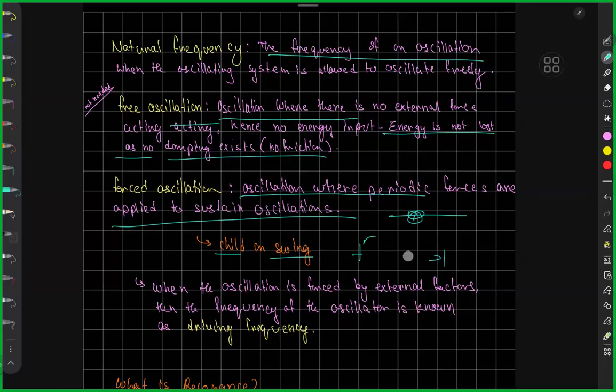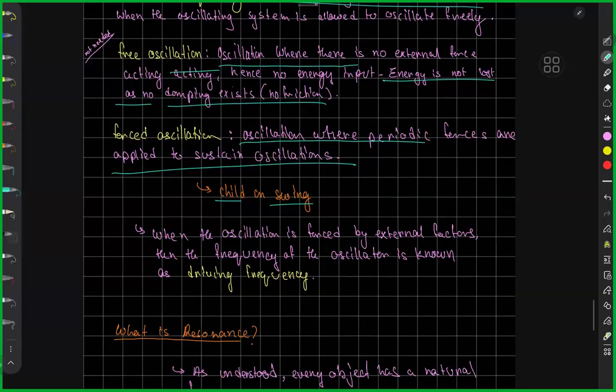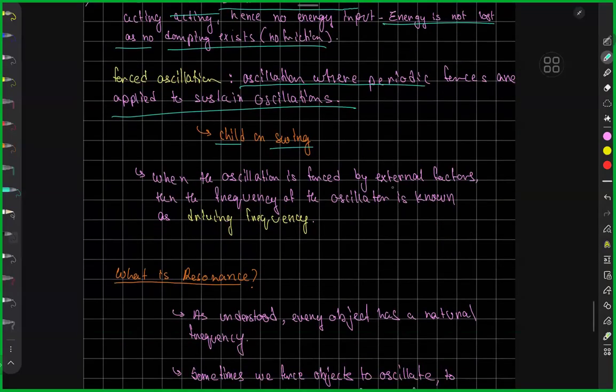So that is pretty much the point, that you have some sort of an external factor pushing the oscillator to oscillate. That is a forced oscillation, right? So when the oscillation is forced by external factors, then the frequency of the oscillator is known as driving frequency.